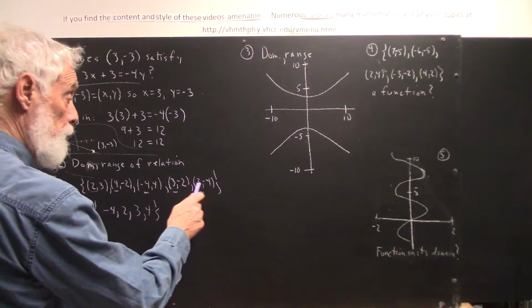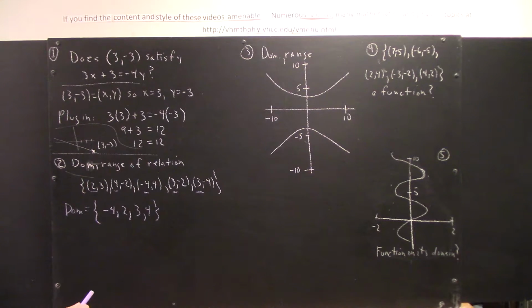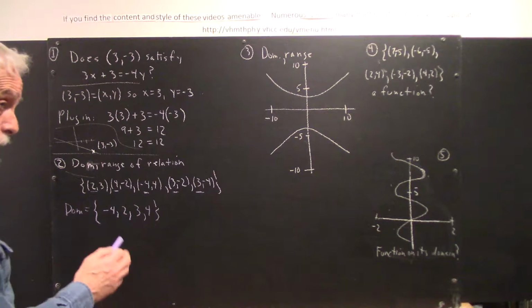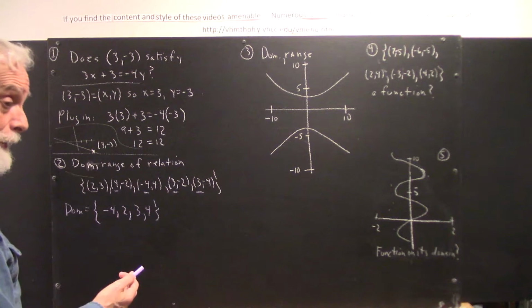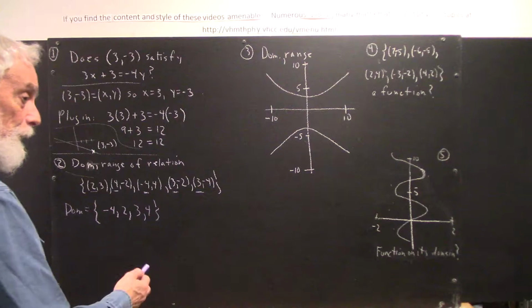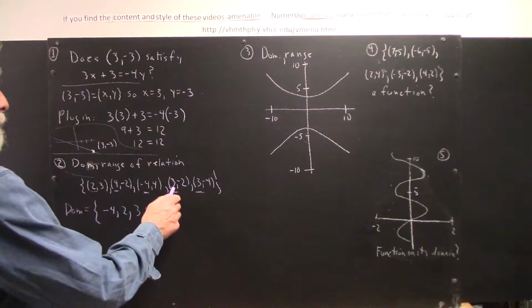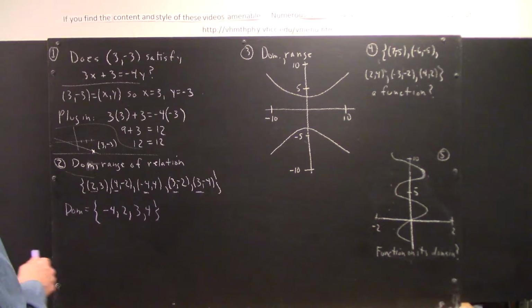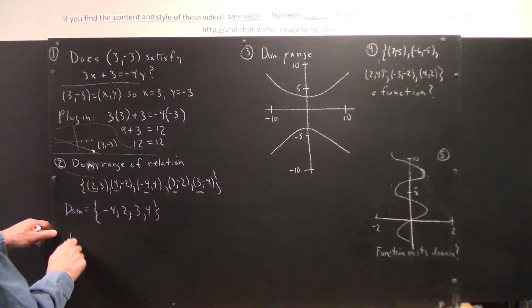Notice I didn't list 3 twice, we're listing sets. It doesn't matter how many times I list an element of a set, either it's in the set or it isn't. And it doesn't matter if it would be in there multiple times. If it's in there, it's in there. So we don't need to list 3 twice. We only list it once. So here's our domain.